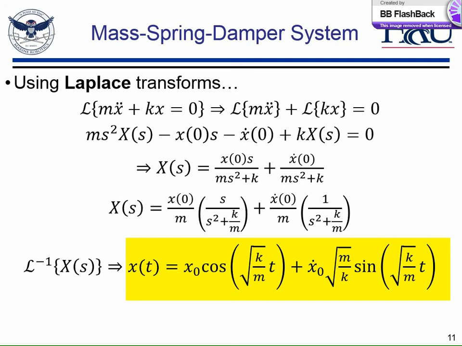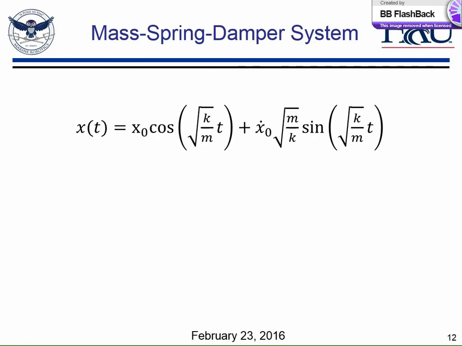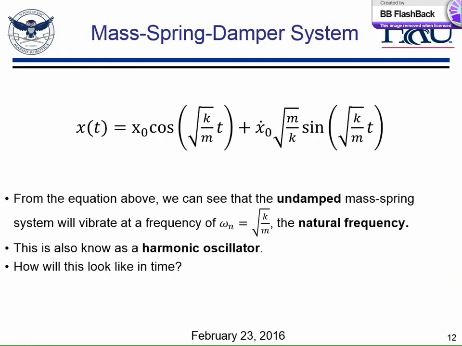So all this stuff that we're talking about mass spring damper systems, it's going to happen in all the systems that you're trying to control. So we know we have this equation. From the equation above, we can see that there is an undamped frequency of omega n is equal to radical k over m, which is our natural frequency. This is called a harmonic oscillator.